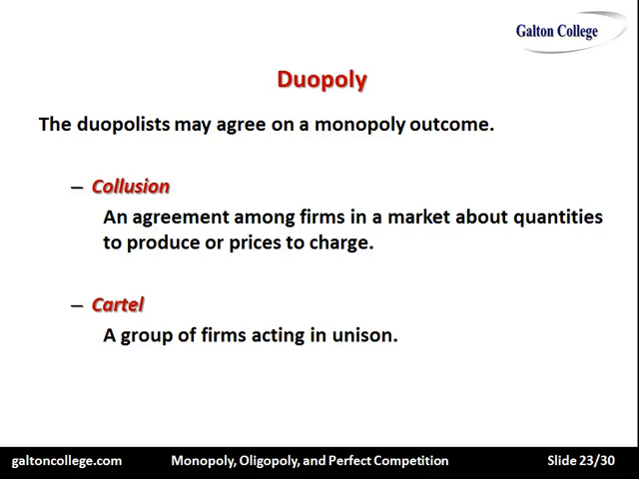A cartel is much stronger. A cartel is a group of firms acting in unison. This is when the firms actually get together. They agree the price, they agree the quantity to be produced. Now, this may certainly be against the public interest. This is when a group of firms act like a monopolist and actually have agreements between themselves how to behave. Now that is against the spirit of competition.